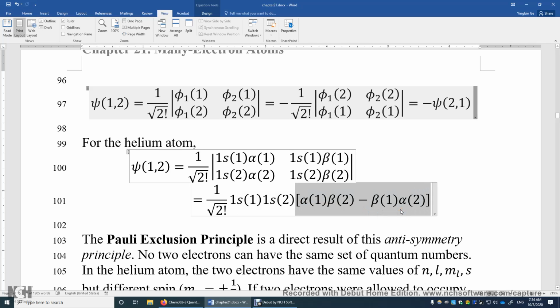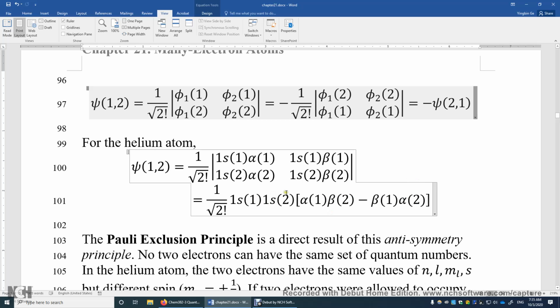When you look at the spin function, if you change 1 to 2 and 2 to 1, you'll see the sign of the spin function will change. Again, let's look at this spin function. Let's exchange 1 and 2. When we exchange 1 and 2, you have alpha(2) beta(1) minus beta(2) alpha(1). And that's simply the opposite of this. So when you exchange the two electrons, the spin function changes sign.